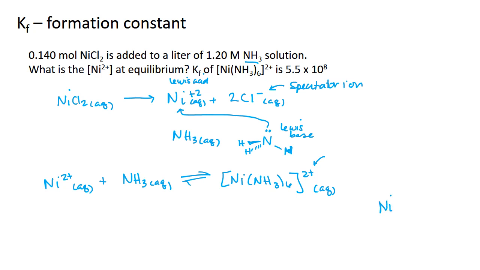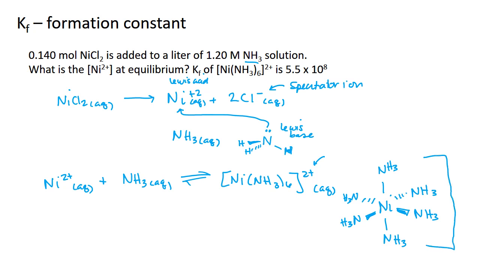Then attached to the nickel, remember we have these Lewis bases and this lone pair of electrons, and there's 6 of these ammonias that attach to the nickel using their lone pairs of electrons. So we're going to draw this in the octahedral conformation. Each one of these ammonias has a neutral charge, and this whole complex, we're going to draw brackets around it, is going to have the 2+ charge because of the nickel ion.